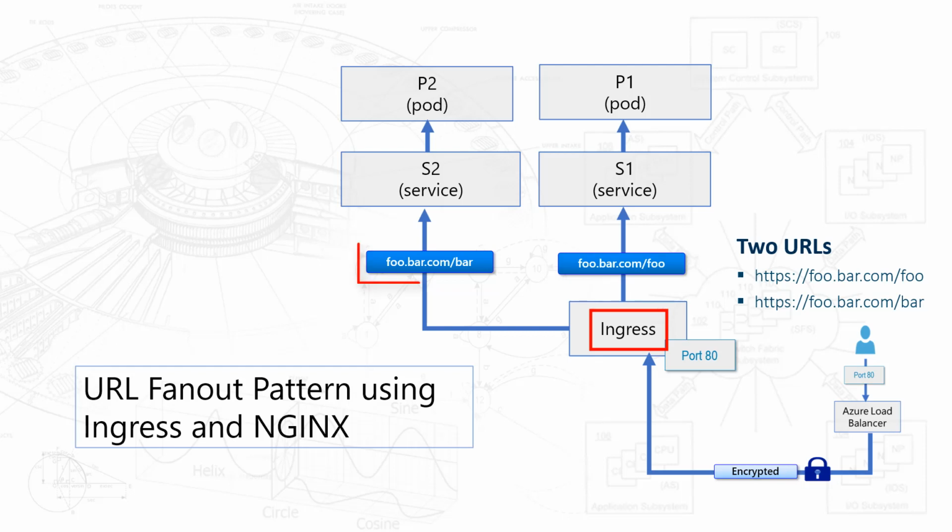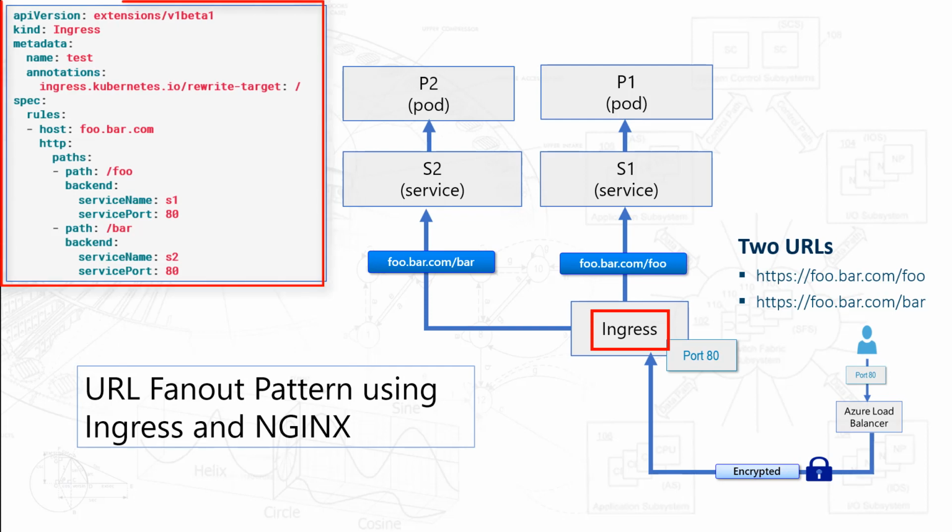If they went to foo.bar.com/bar, they would hit S2. How is that all possible? Well, if you look over here, we have an Ingress controller definition that routes us based on the URL.